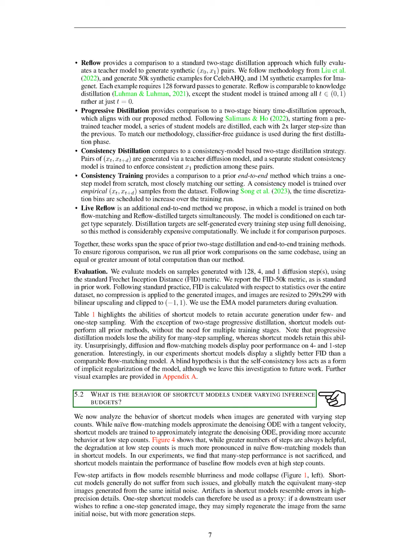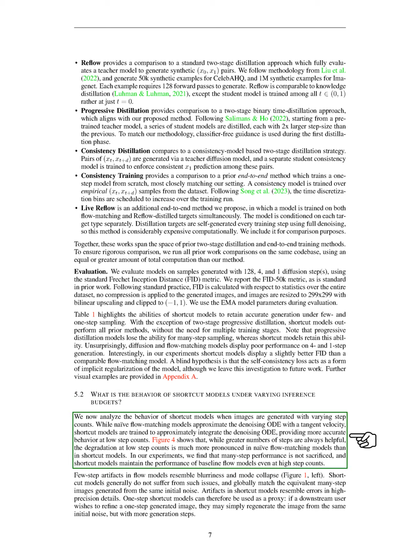Section. What is the behavior of shortcut models under varying inference budgets? In this section, we analyze how shortcut models behave when generating images with different step counts. While basic flow matching models use a simple tangent velocity to approximate the denoising process, shortcut models are designed to better integrate this process, leading to improved performance at lower step counts. Our findings, illustrated in a figure, show that while more steps generally enhance results, the drop in quality at low step counts is much more significant for basic flow matching models compared to shortcut models.